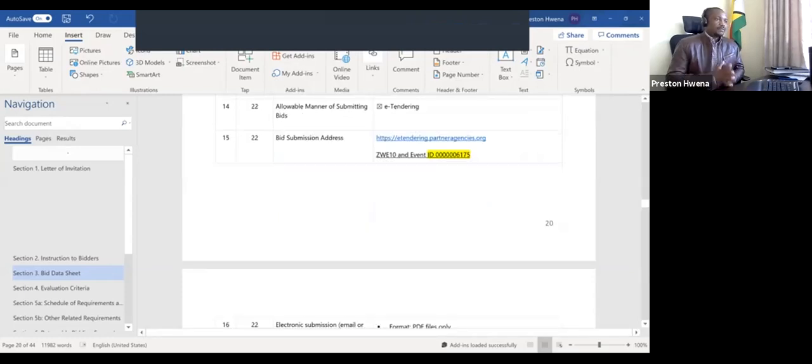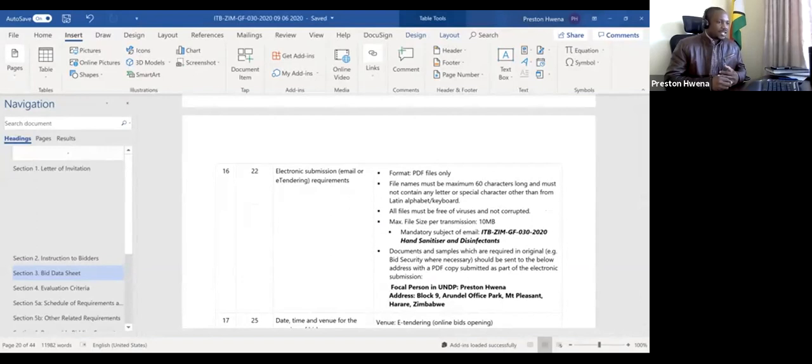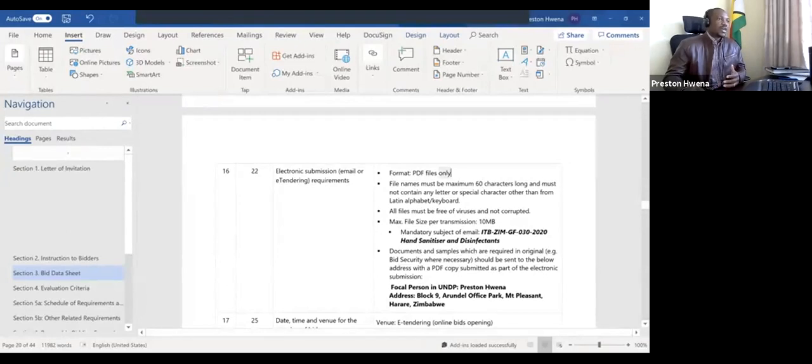All files should be in PDF format. Normally we receive various formats from bidders, some in JPEG image, but as UNDP, we do not give you a guarantee that we'll be able to open your documents if they are not in PDF. So in case we fail to open your documents and they are mandatory, then you'll be disqualified because you failed to follow the instructions. So make sure that the format for your documents is PDF. Please take note.